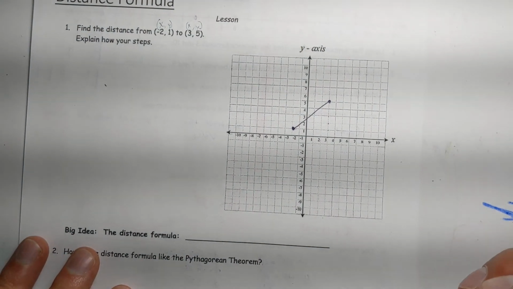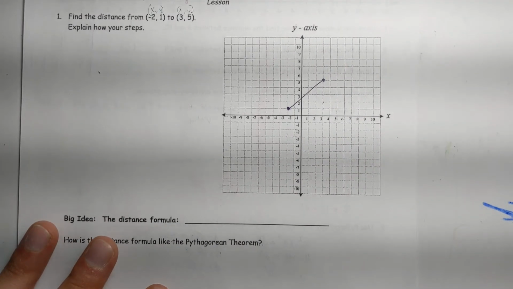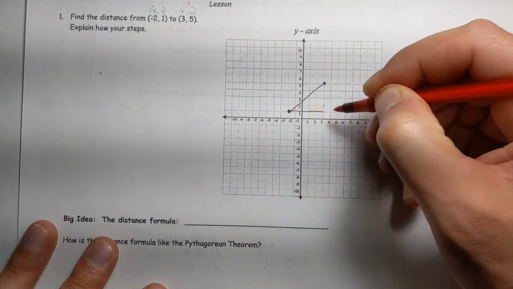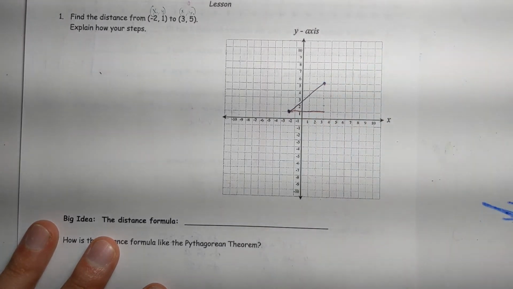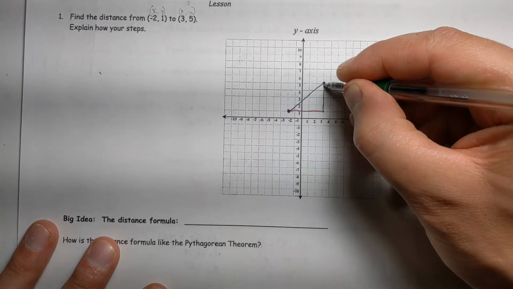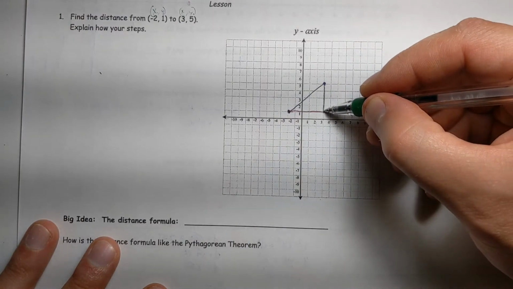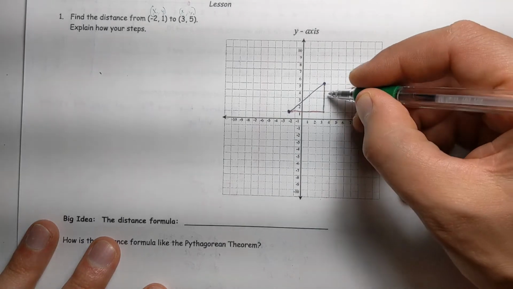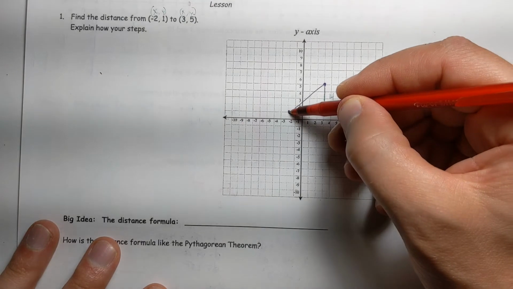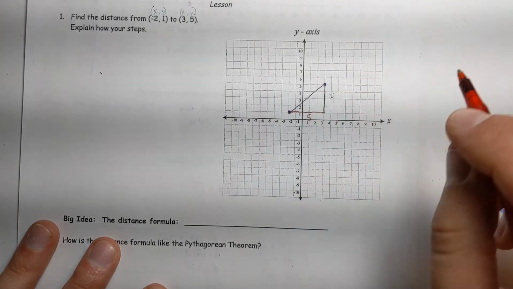Well, for that, we're going to do something sneaky here. I'm going to turn this into a problem I can do. I'm going to turn this into a right triangle. Alright, let's see here. How many boxes are going up here? 1, 2, 3, 4 boxes going up. And there's 1, 2, 3, 4, 5 boxes going over.